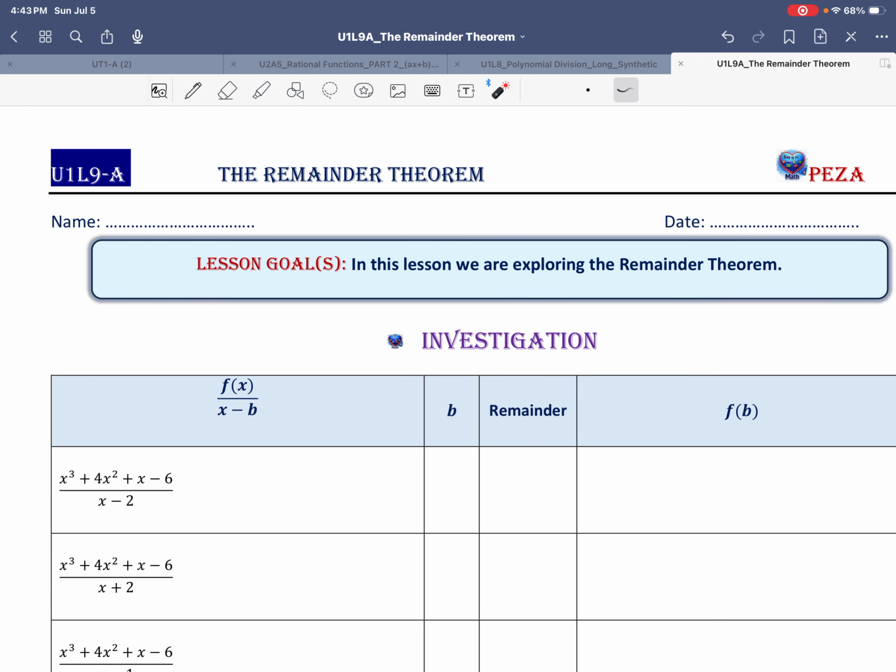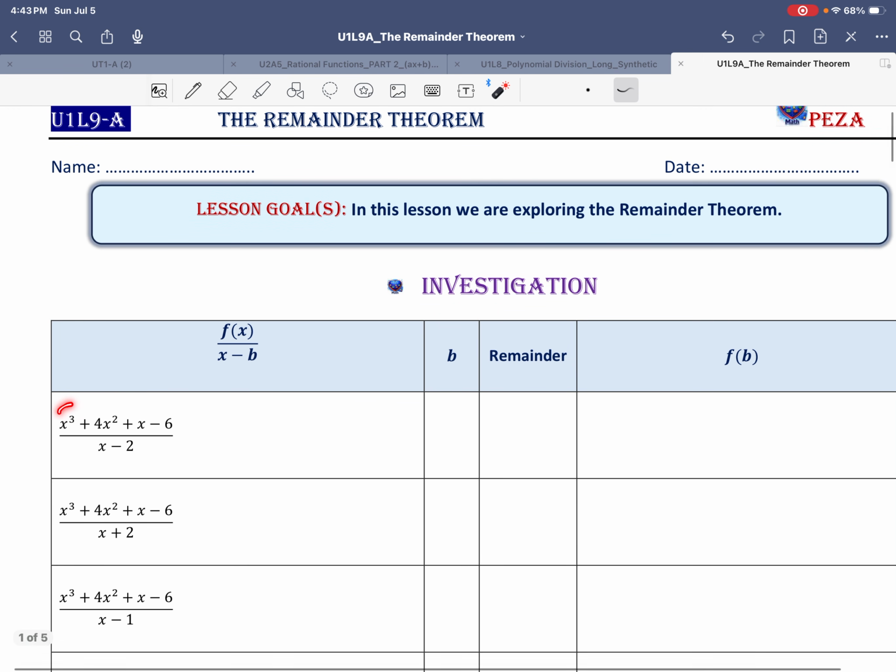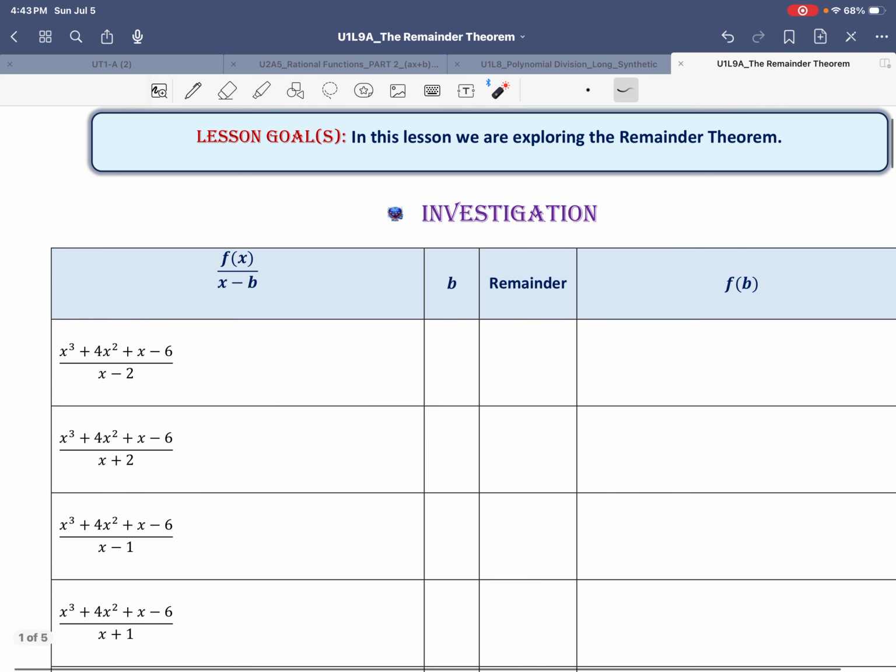Notice that in every example, the dividend is the same polynomial, x cubed plus 4x squared plus x minus 6. The only thing that changes is the divisor. We'll divide this polynomial by several different linear divisors using synthetic division, and for each one, we'll record the remainder. As we work through these examples, I want you to look for a pattern. Once we have discovered that pattern, we'll use it to develop one of the most useful theorems in polynomial functions.